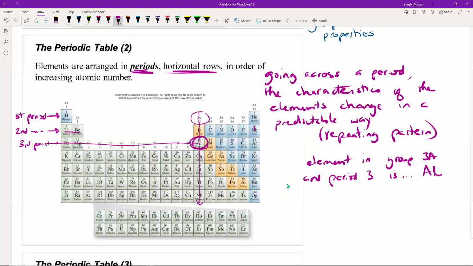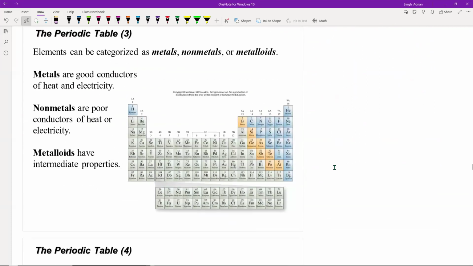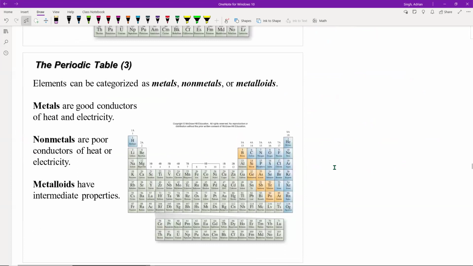Okay, so you can use the groups and periods as sort of coordinates for the location of the atoms in the periodic table. There's some broader organizational terms that we use to classify the elements on the table. We have what are known as metals, non-metals, and then we have what are known as metalloids.